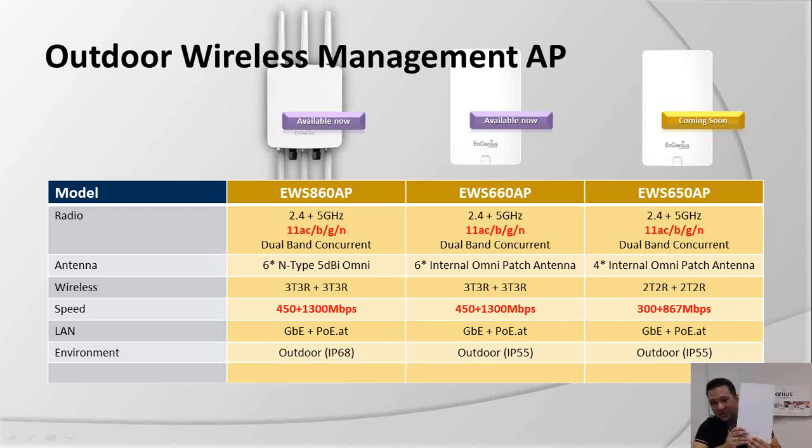So this is how it looks. It's quite big. Okay, I already have a big head, but this is even bigger. This is for outdoor. If you compare it with the 860, it's also still quite big. Only this one is made of ABS plastic, and this one has a metal housing, which also functions as the heatsink. So there is a difference: this one is IP68, and this one is IP55. Depending on the requirements of your deployment, you have to choose the right access point here.